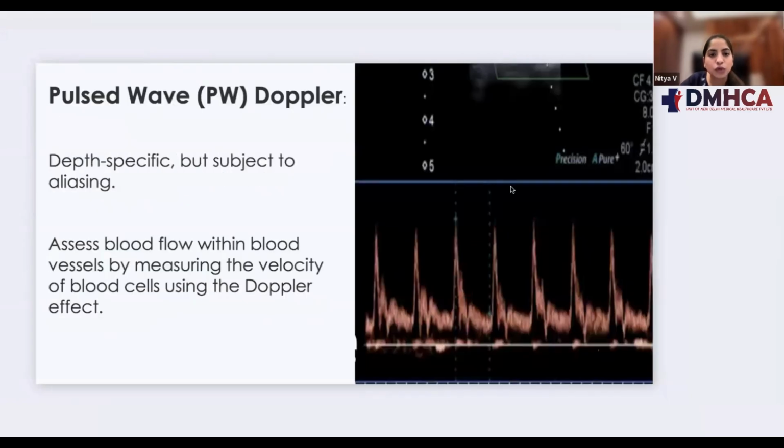So coming to the pulse wave Doppler, that is when we get the spectral waveform. The pulse wave Doppler is depth specific, and it is subject to aliasing also. It is used to assess the blood flow within the blood vessels by measuring the velocity. When we want to measure the peak systolic velocity, the pulsatility index, and the resistive index, so that we know whether there is actual stenosis, and we want to diagnose something using the Doppler effect, then we use the pulse wave Doppler.